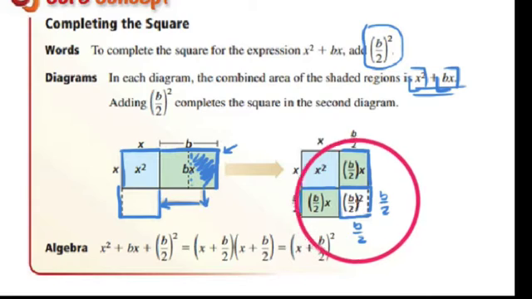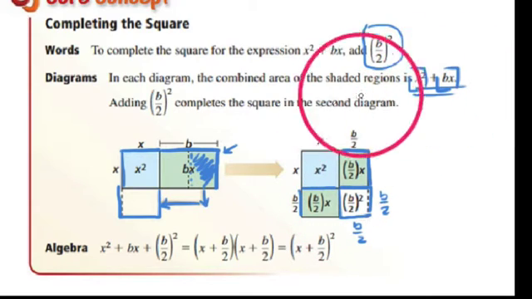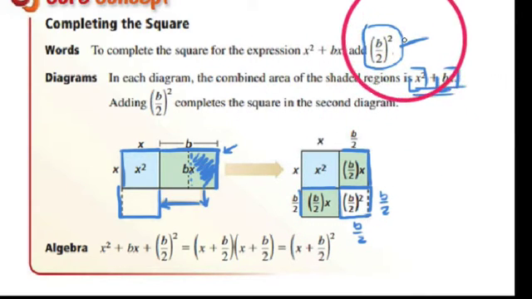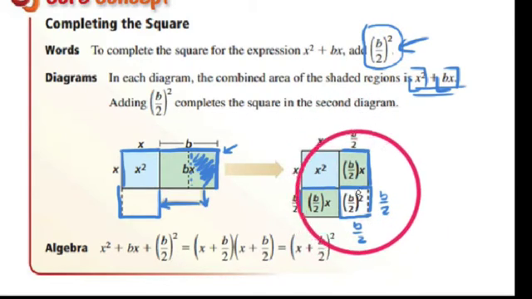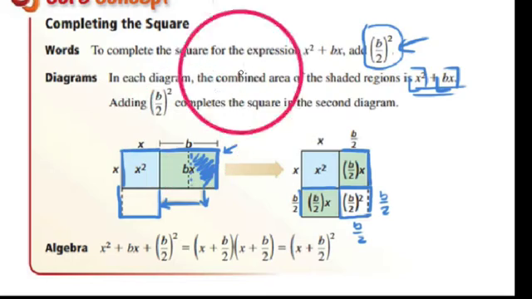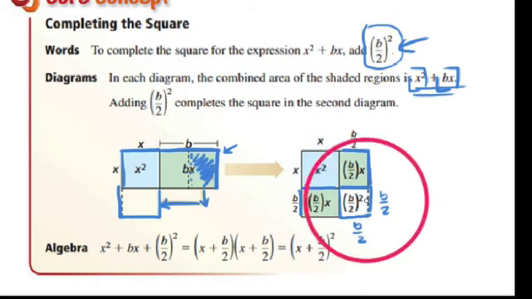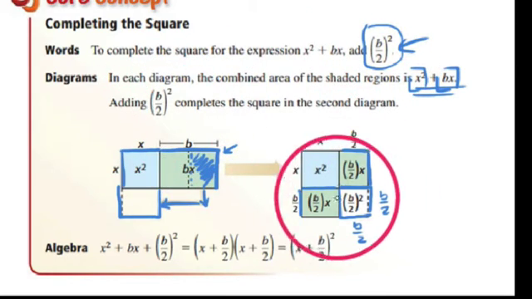So essentially, if we were to take x squared plus bx, what we just said in words up here, which says take half of b and square it, add that on to this. What we're saying in words is, in the diagram here, just filling in this last little corner down here.